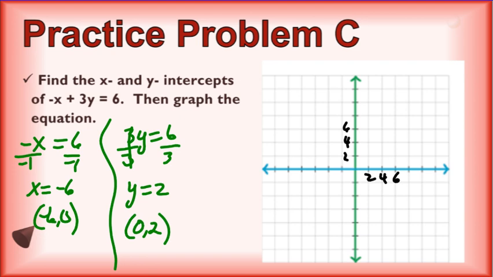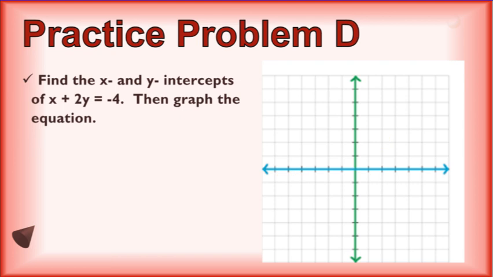Plot our points, we got -6 and 0. -6 would be right here, so put a point here. And we got 0, 2, should be here. Draw our line. There we have graphed our intercepts.